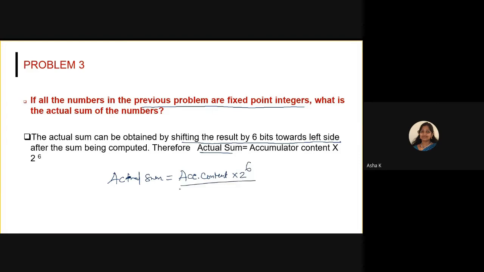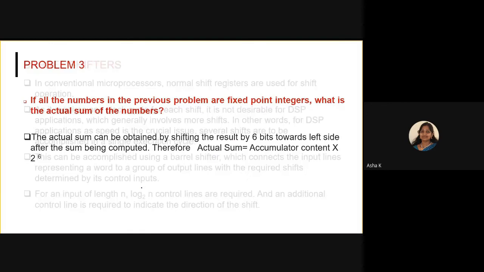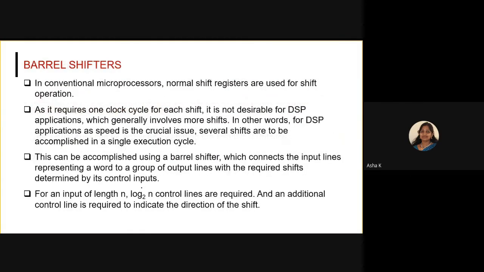Why this 6, ma'am? Because earlier each bit was shifted by 6 bits. So again, to compensate for that shifting operation, we are multiplying this by 2 to the power 6. Then we obtain the actual sum. So this is about the concept of shifters.